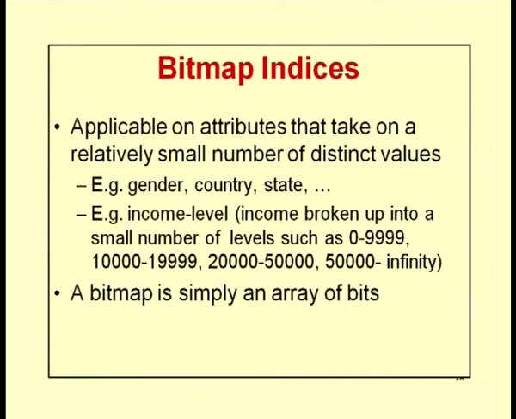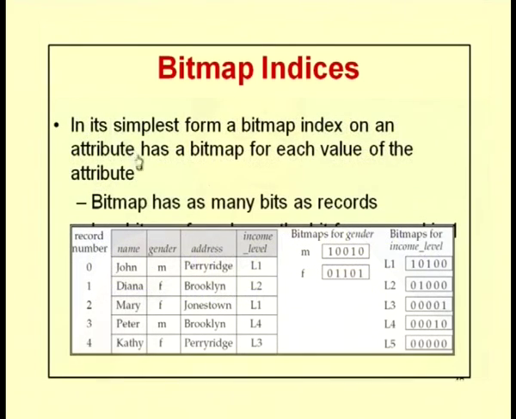A bitmap is generally just an array of bits. In the simplest form, a bitmap index on an attribute has a bitmap for each value of the attribute. Each bitmap has as many bits as there are records. So, if you take gender, you can say male is 10010 and female is 01101. Similarly, for income level you can have bitmaps like L1, L2, L3, L4, which will indicate the range of the salary. So, this is another way, instead of storing the complete values.